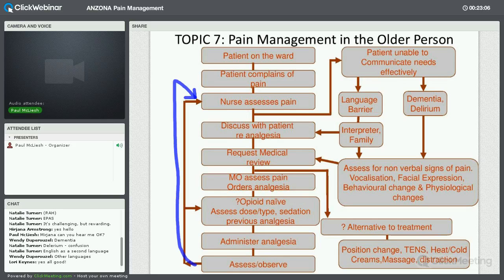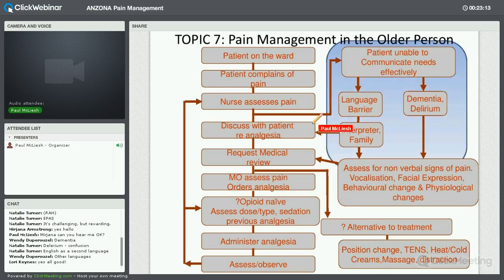So that's generally the usual process of what happens. Now, the area that I was concerned about or wanted to look at was this area here that I've highlighted in blue. What happens if, when the nurse is assessing the person's pain, they're unable to communicate their needs effectively? And we identified some of the reasons before. So things like language barrier, dementia, delirium, head injury, child, someone with disability, all those sorts of things as well can make the assessment much more difficult.